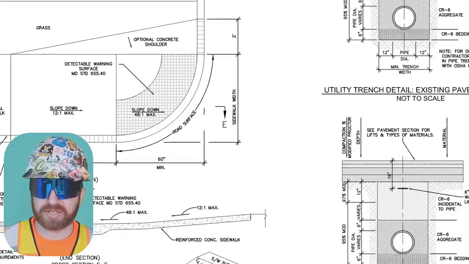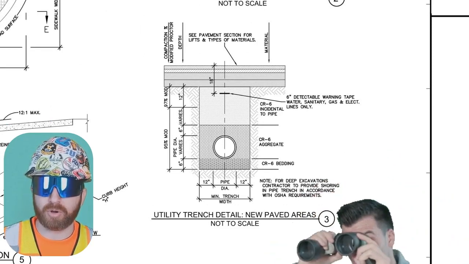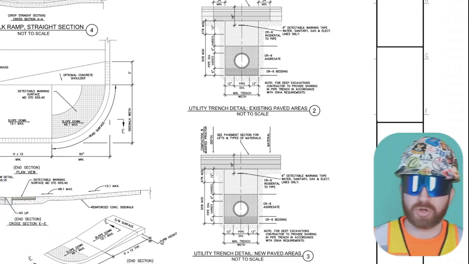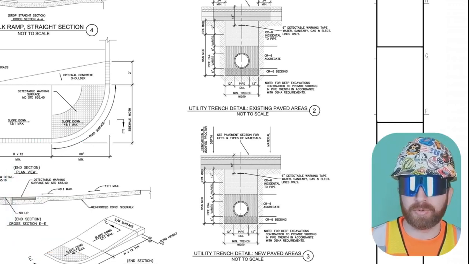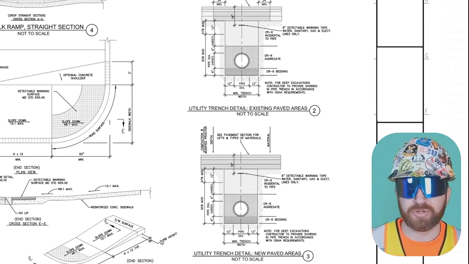The next detail is going to be this detail 3, utility trench detail in new paved areas. Let's just take a quick look at this. Okay, right above this detail is detail 2, utility trench detail, existing paved areas. So thinking back to that other page where we saw cut the pavement and we're going to install that new 48-inch line HDPE, which one of these details do we use?